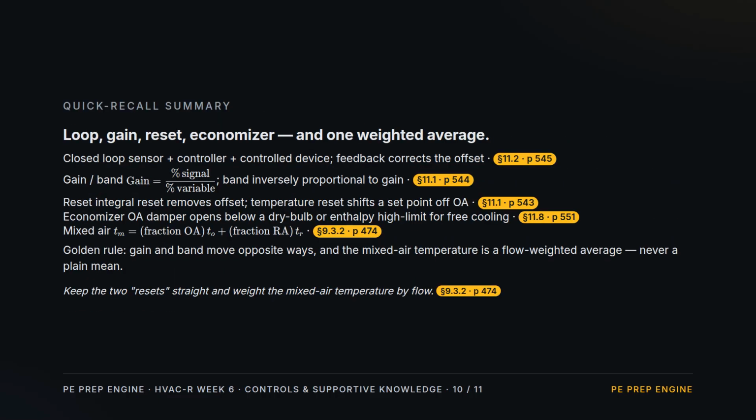Quick recall. A closed loop is a sensor, a controller, and a controlled device, with feedback correcting the offset. Gain is percent signal over percent variable, and the proportional band is inversely proportional to it. Integral reset removes the offset. Temperature reset shifts a set point off outdoor air. The economizer opens the outdoor air damper below a dry bulb or enthalpy high limit for free cooling. And the mixed air temperature is the outdoor fraction times the outdoor temperature plus the return fraction times the return temperature. Golden rule: gain and band move opposite ways, and mixed air is a flow-weighted average, never a plain mean.